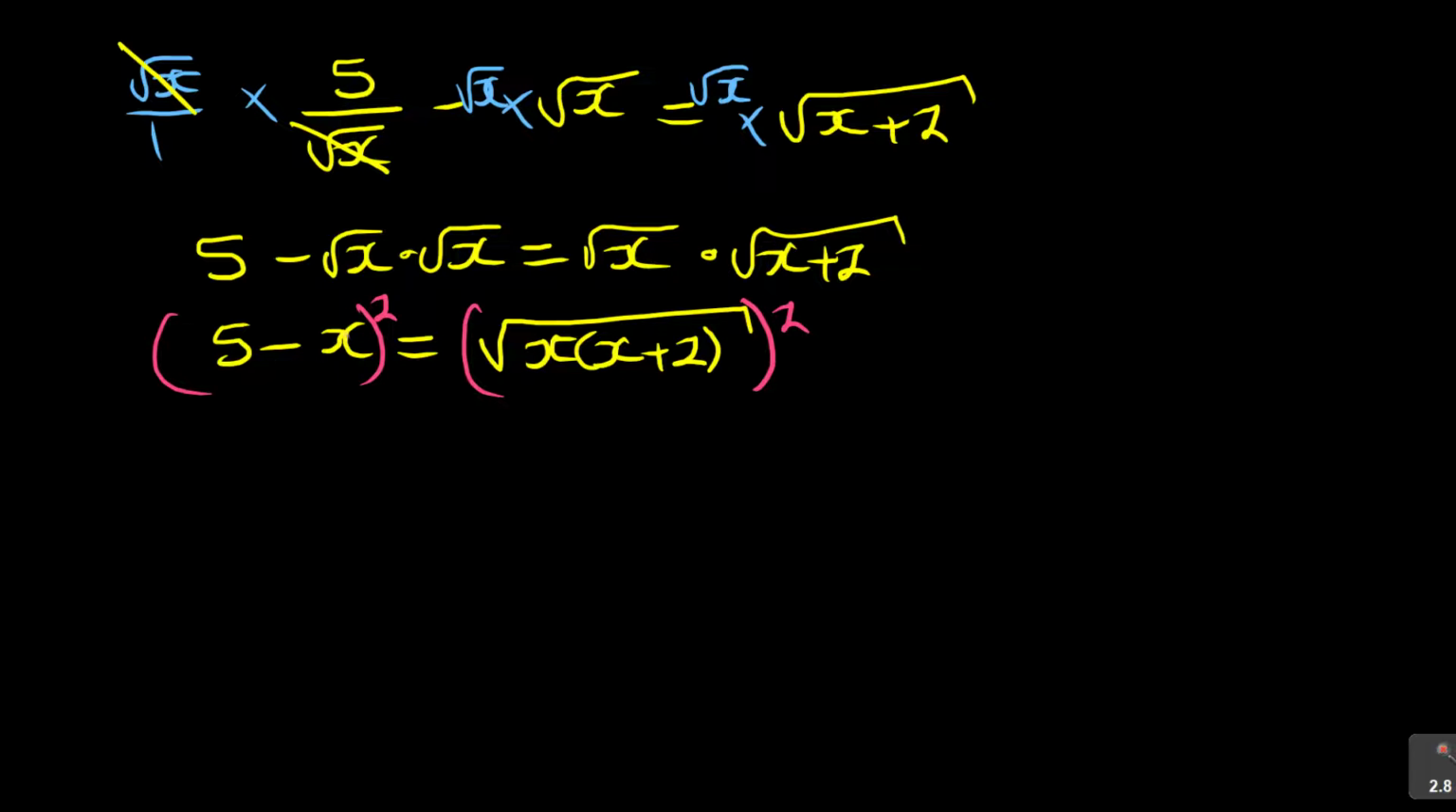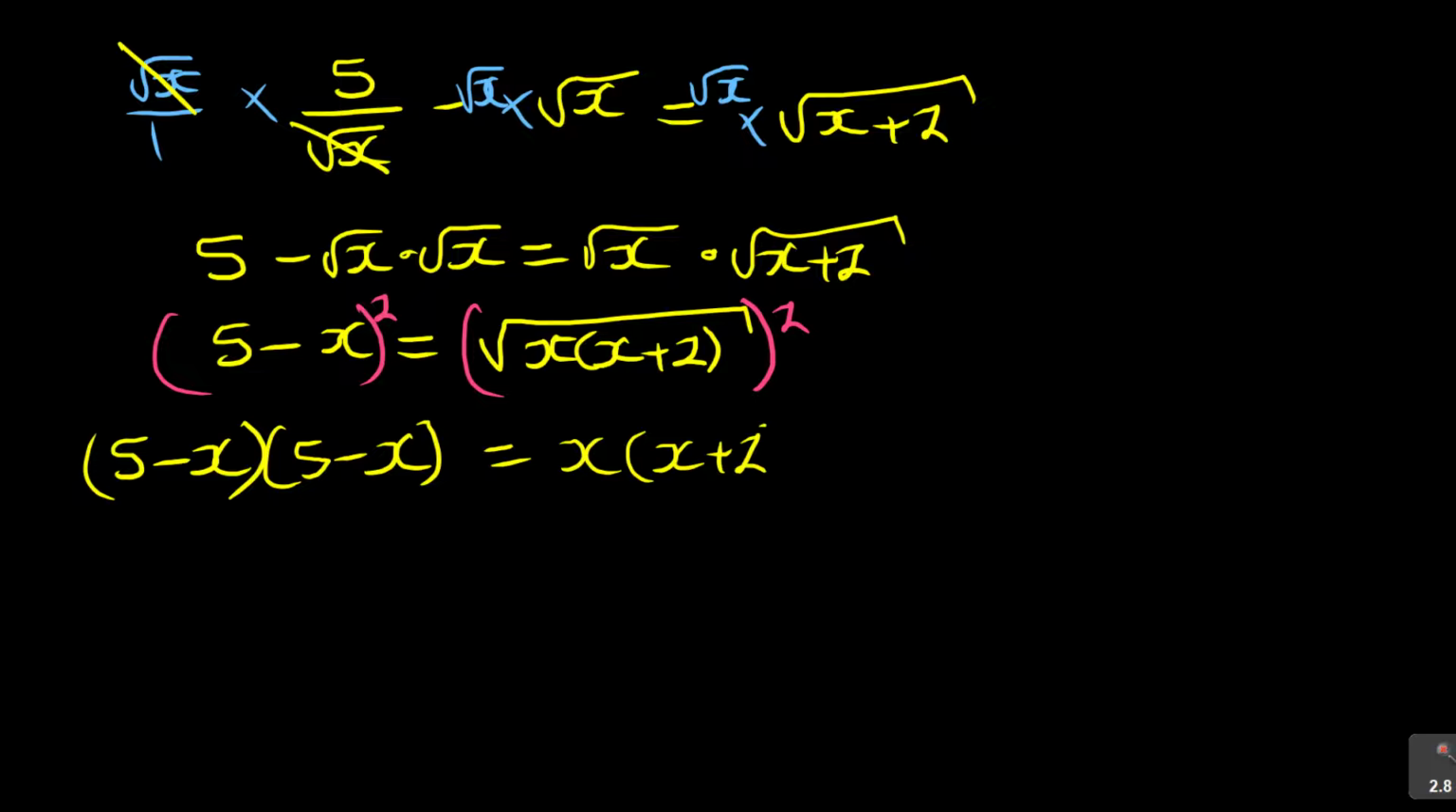So what you have, remember, when it's a square like this, it means it's 5 minus x in bracket another 5 minus x. Always remember that. Students usually say 5 squared minus x squared only. That's wrong. Is equal to x, and we have got x plus 2. Making sense, guys? Open the bracket, FOIL method.